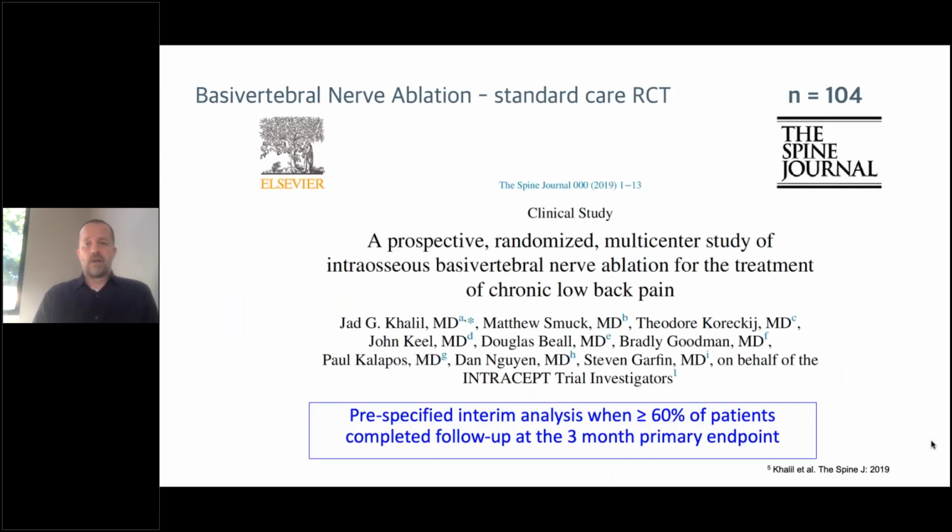So this is the comparative effectiveness trial. This is the first report of the second RCT conducted with basovertebral nerve ablation, and this is a comparison of basovertebral nerve ablation to standard care. Next slide.